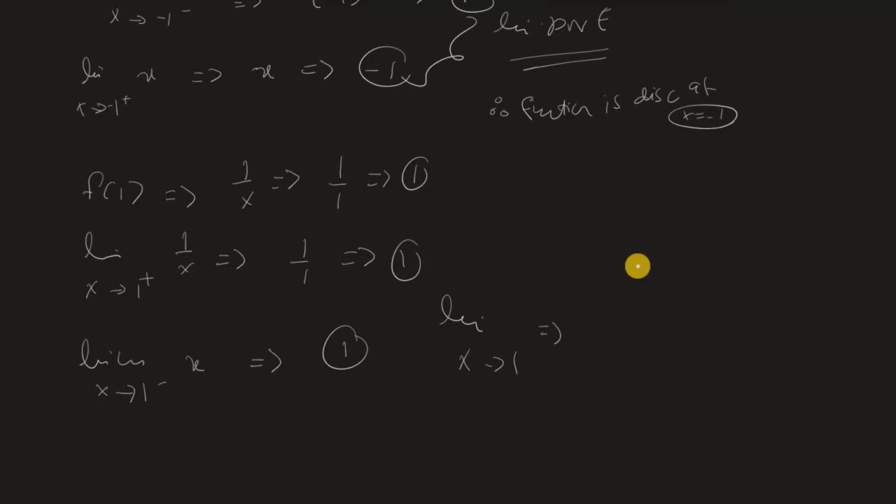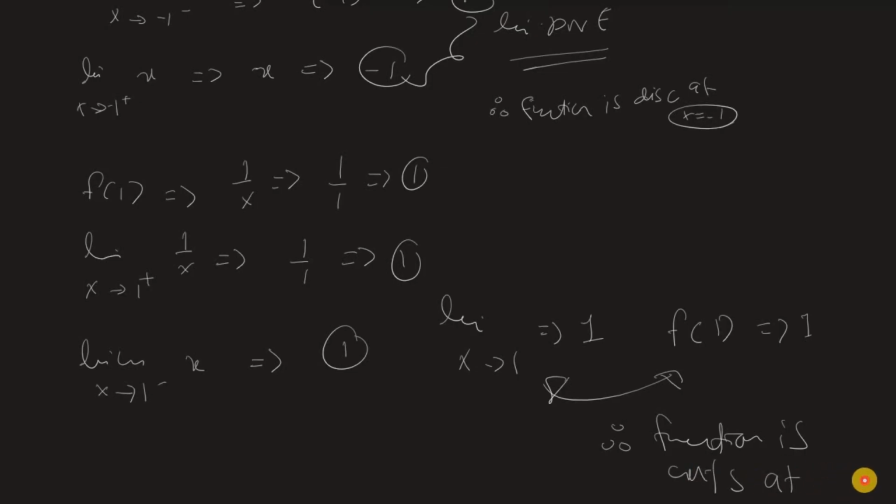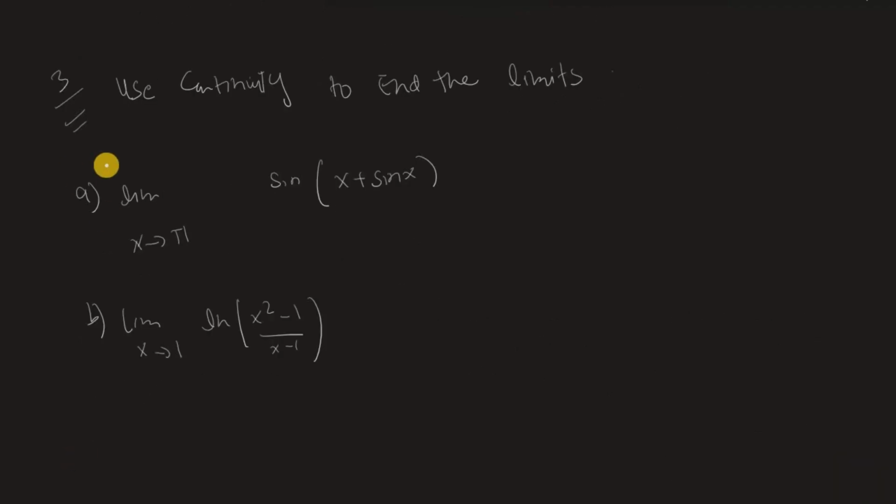Okay, so now you guys see the limit as x approaches 1 equals 1, and f of 1 was also equal to 1, and since these two match up, we can conclude that the function is continuous at x equals 1. Okay, which basically says to use continuity to evaluate the limits.